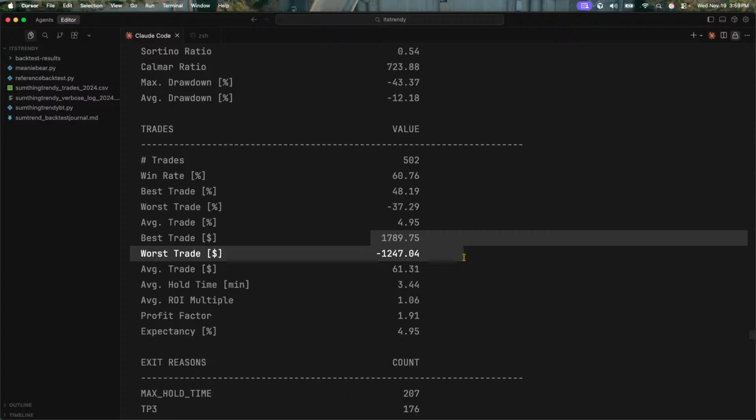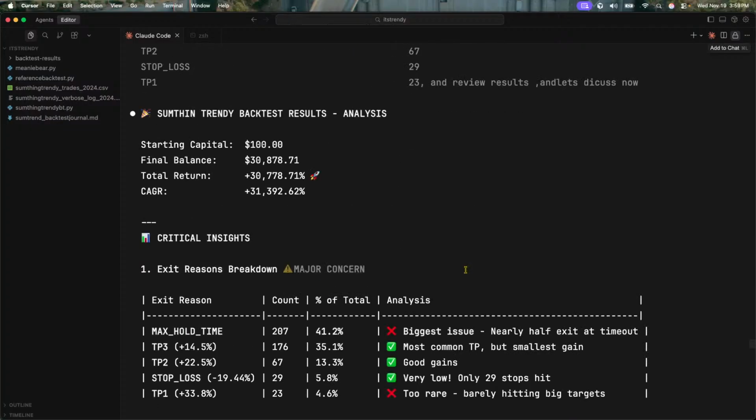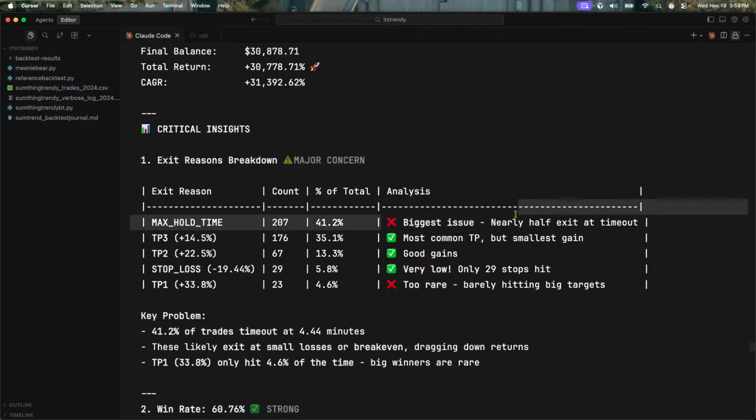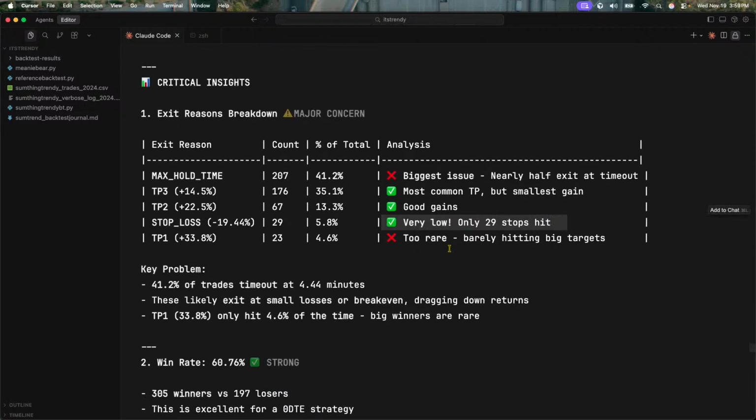This right here is kind of scary. I would like to see that kind of double. But for the way that we're doing these trades, it's not bad. Look at that. Major concern is the exit reason. The biggest issue is that nearly half exit at time stop. Most common TP, but smallest gain. Only 29 time stop hits. Too rare. Barely hit big targets.